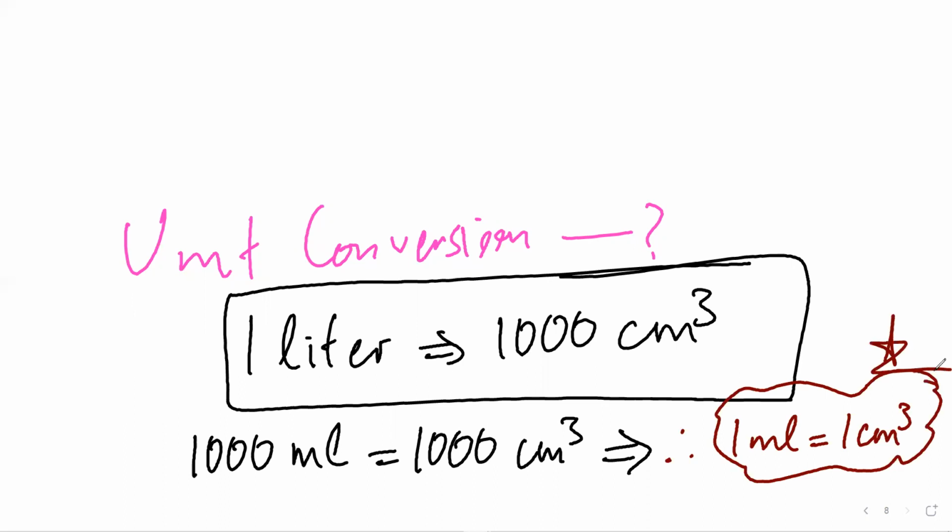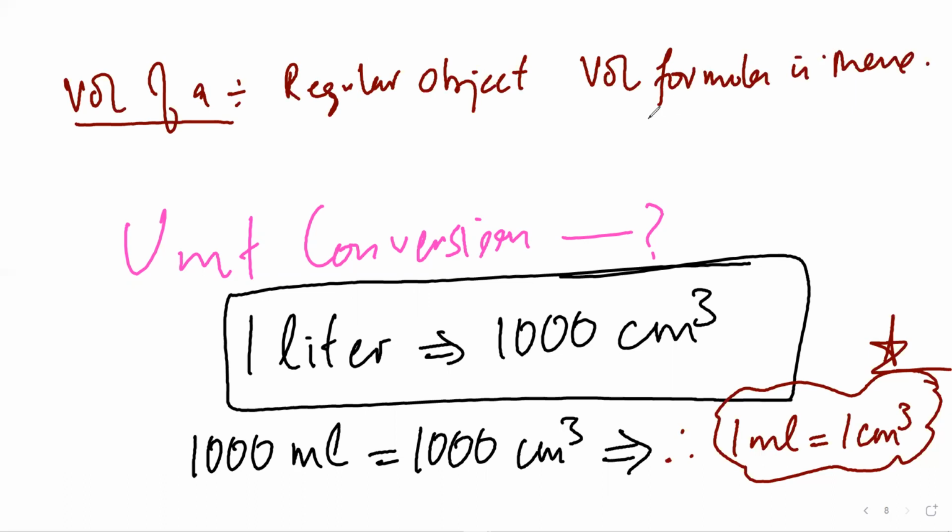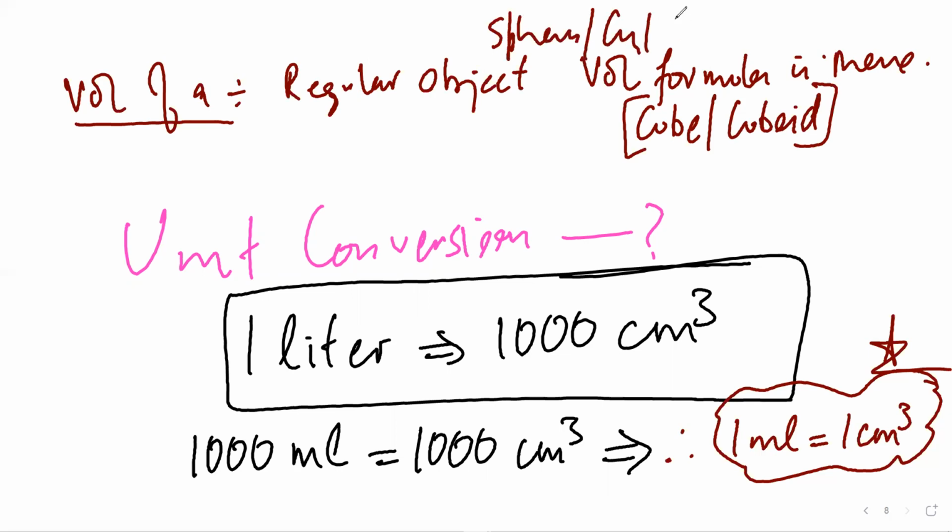No doubt, sir. What we have discussed till now is the volume of a regular object. A regular object is an object for which the volume formula is there. Usually till class 8, they will give you only cube and cuboid problems, because you are not conversant with the volume of sphere, cylinder, and cone. Usually they will avoid giving this.